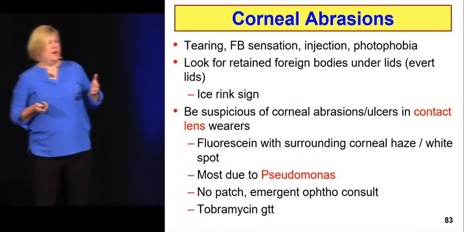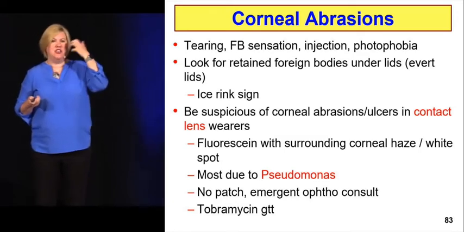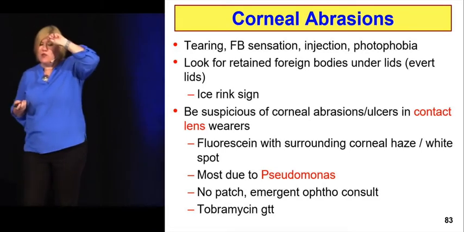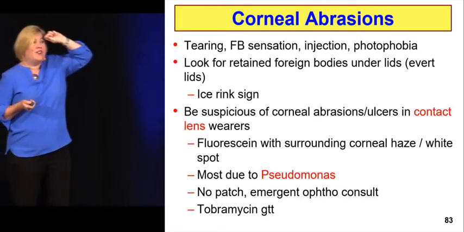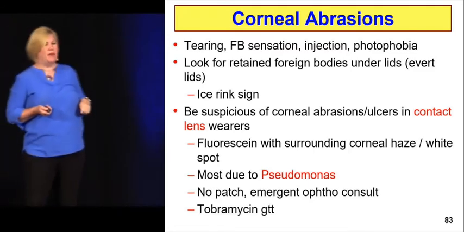I don't want to spend a lot of time on these because this is just bread and butter for us. The patient that comes in with the foreign body sensation, the tearing, we're going to evert those lids to look for a foreign body if we don't see anything. If there is a foreign body under there, it may have caused an ice rink sign as it's been going around and scratching up the cornea.